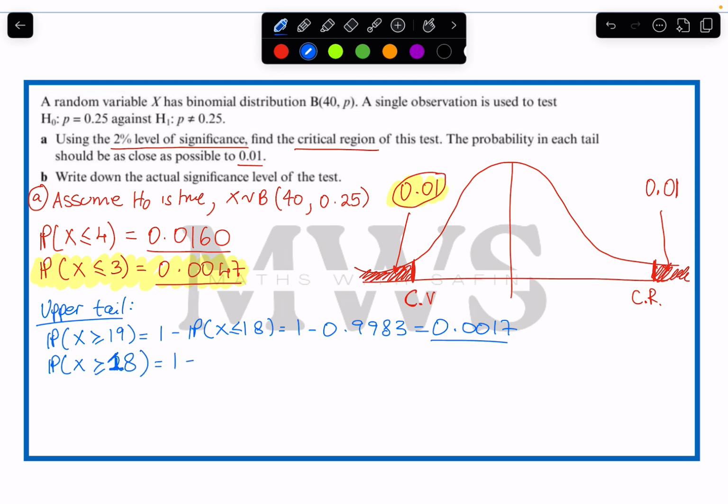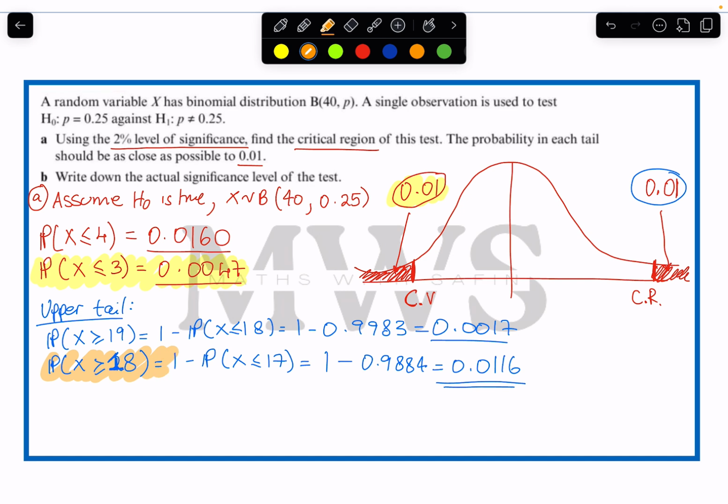That gives us 1 minus the probability x is less than or equal to 17. If you put this in a calculator, that becomes 1 minus, x is 17, n is 40, p is 0.25. That gives us 0.9884, and therefore a value of 0.0116. Between the two values, which is closer to 0.01? We can see that when x is greater than or equal to 18, that gives us the value closest to 0.01 for the top part.